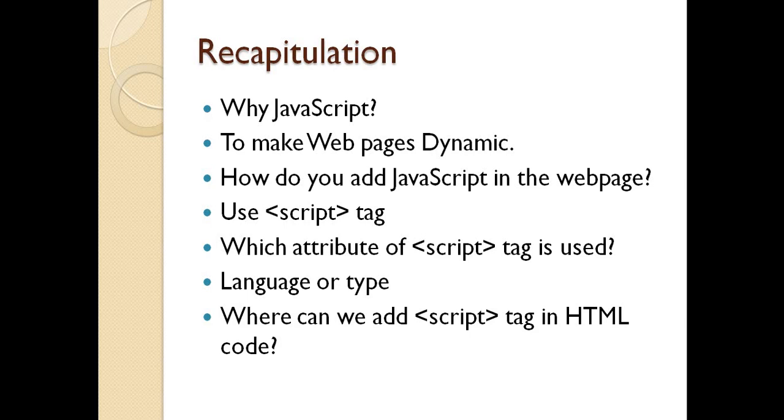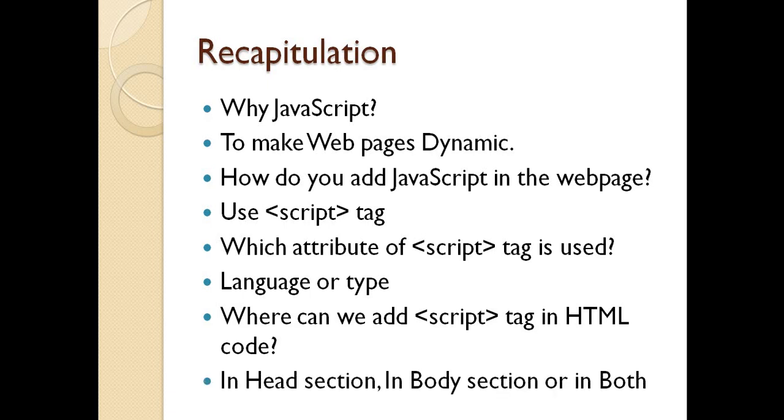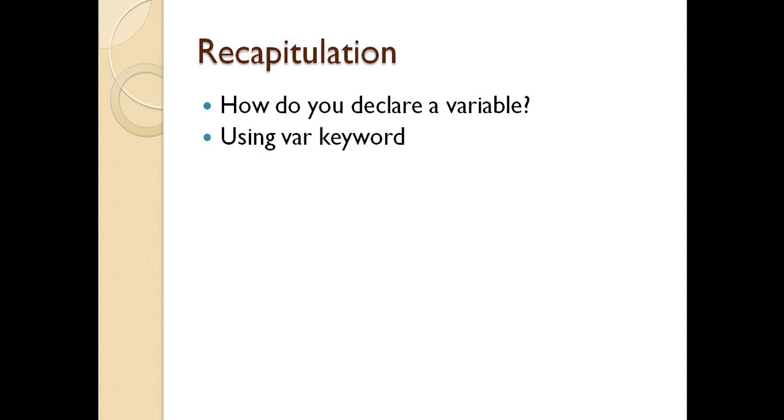Where can we add script tag in HTML code? In HTML code, we can add our JavaScript either in head section or in body section, or we can add it in both the sections. So you just need to write the script tag depending on your section and execute your code. How do you declare a variable in JavaScript? In JavaScript, to declare a variable, we use var keyword.